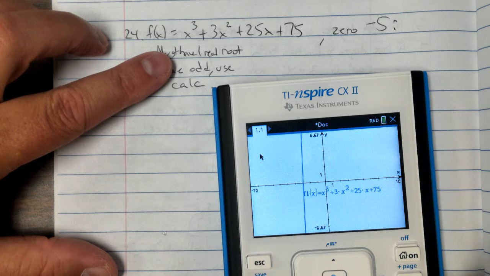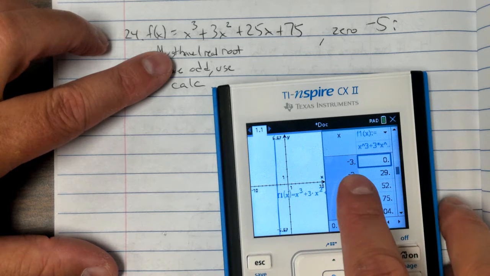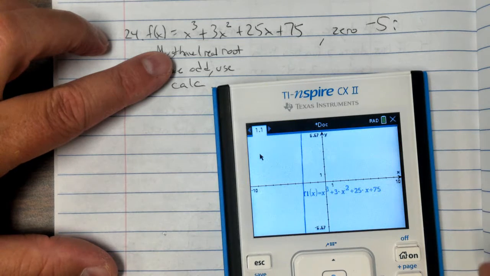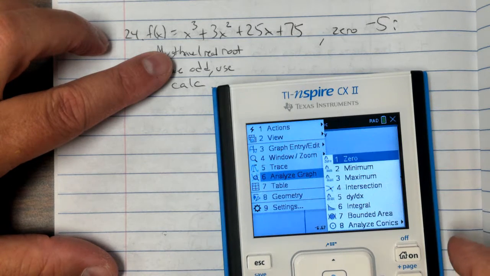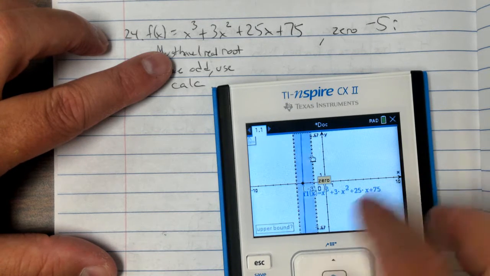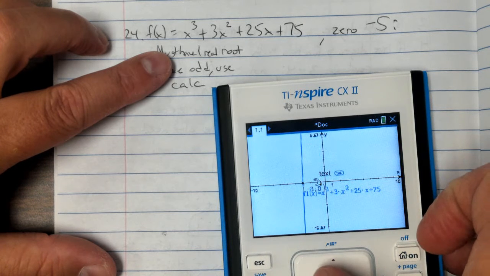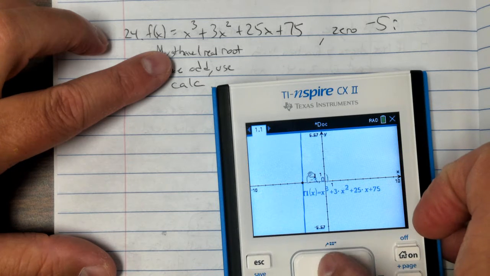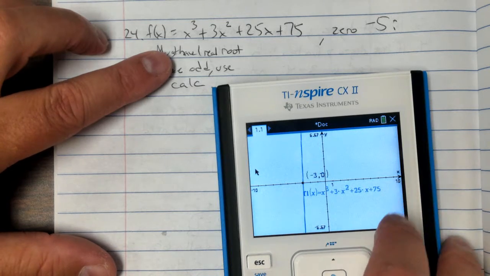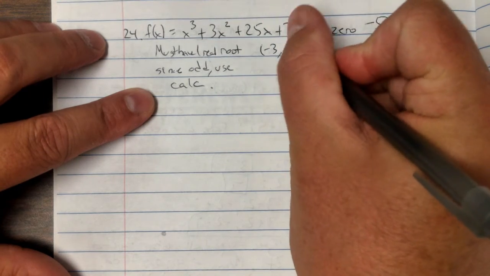Okay, so in this case, looks like we got lucky. It's an integer. I can check in the table and get it as negative 3. Or this is the way that it would always work. You can go to your analyze graph, go to 0, and go from here to here, because sometimes it's not at the integer, and then you just move it by doing this. Push down and then move it. And drop it. So negative 3, 0. So the root from the calculator is negative 3, 0.